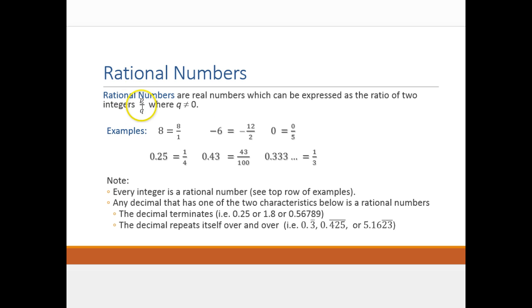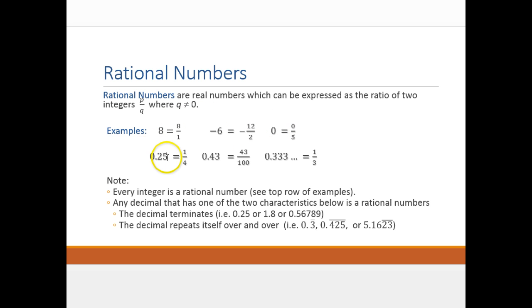So I can write it as a fraction. Some examples: the number 8. Well, 8 doesn't have a denominator, so I can write 8 as 8 over 1. Another example would be negative 6. I can write this as negative 12 over 2. Or 0, I can write it as 0 over 5. Now these all seem obvious. These are our integers. So any integer can be written as a rational number, as a ratio of two numbers.